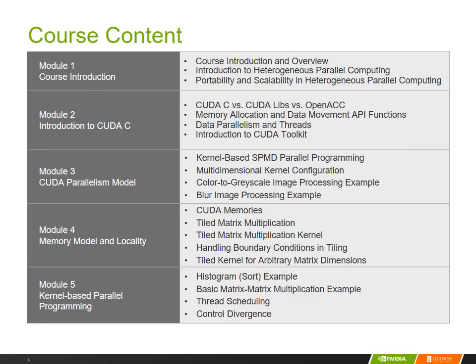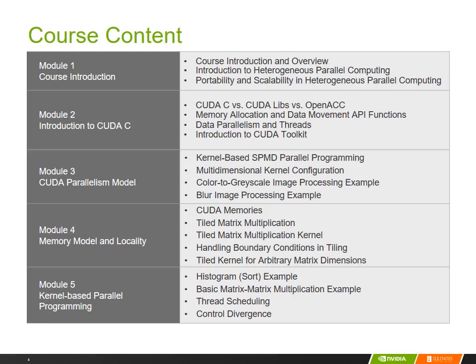In Module 3, we start to introduce the CUDA parallelism model, where we first start with very simple kernels, and then we go into more sophisticated kernel configurations, and then we give some simple examples and more sophisticated examples. We also will introduce the thread scheduling mechanisms behind the parallelism model.